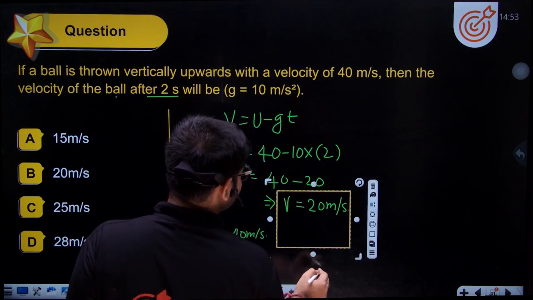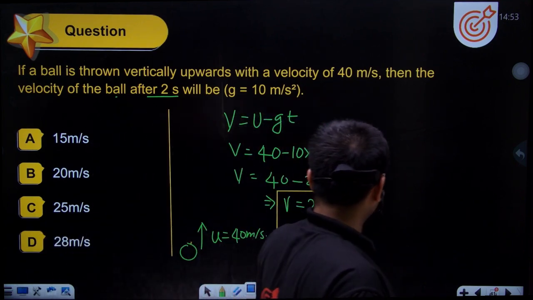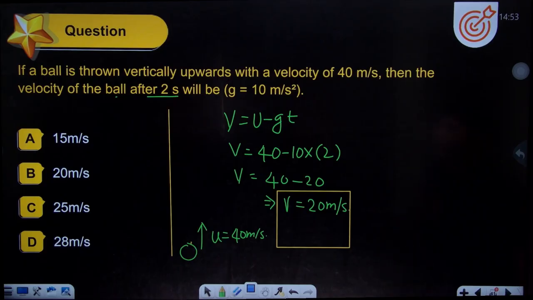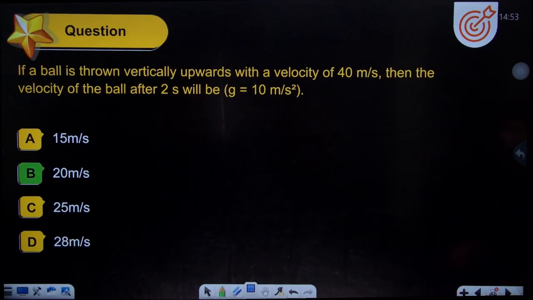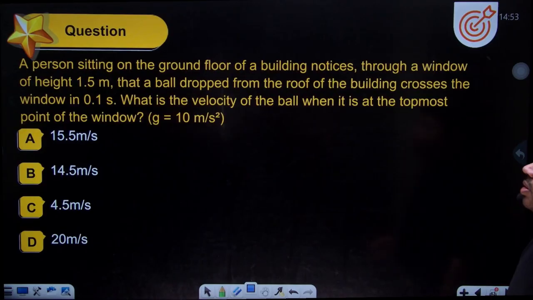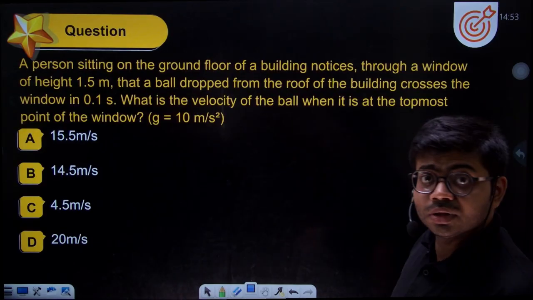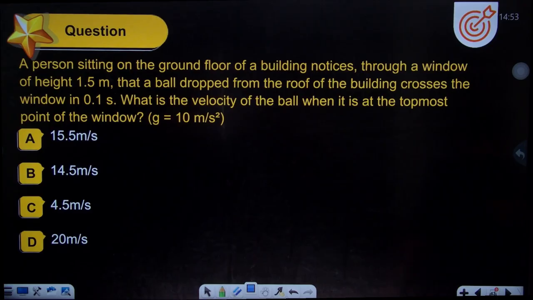Okay, so this is the velocity that you are getting after 2 seconds. You start with 40, and after 2 seconds it will be decreased to 20 meter per second. Okay, now I want you to read this once.